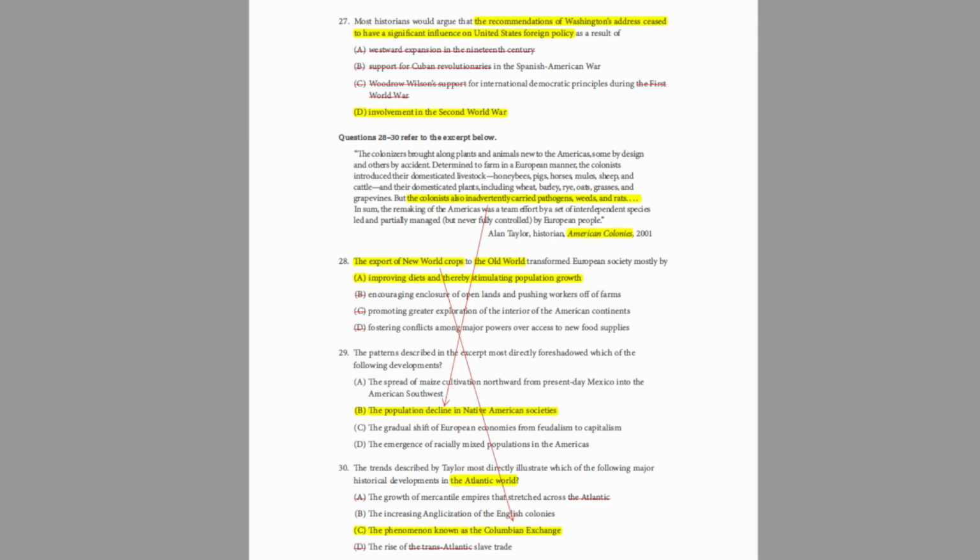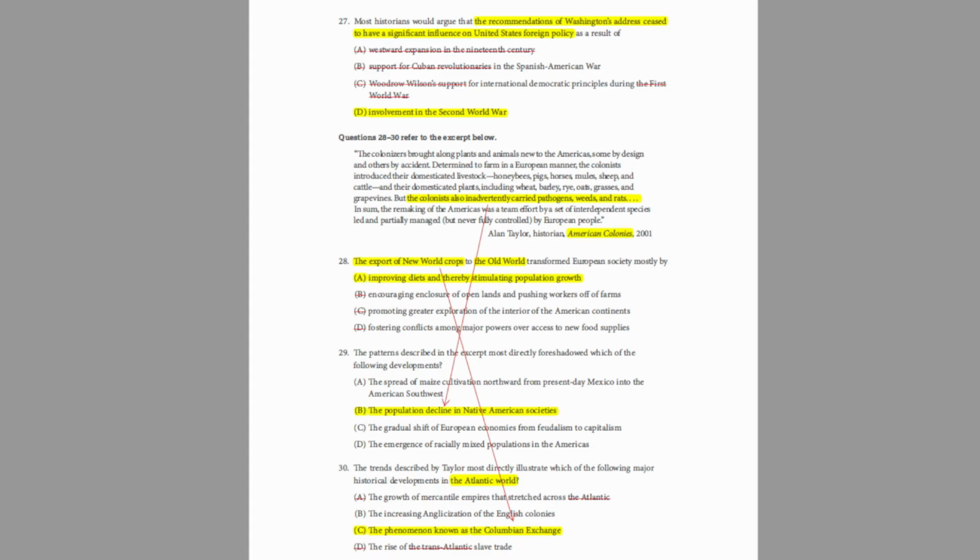Question 29. This is one question in which you do need to read the stimulus. Look for the line, "the colonists also inadvertently carry pathogens, weeds, and rats." That clearly shows Europeans unintentionally brought disease with them, which devastated Native American populations. So the correct answer is B, the population decline in Native American societies.